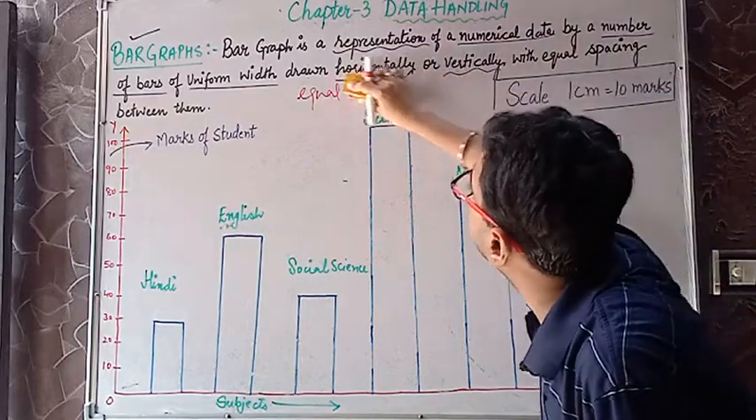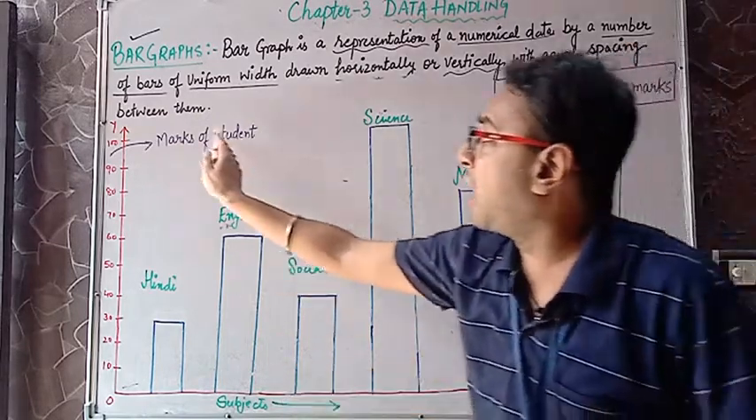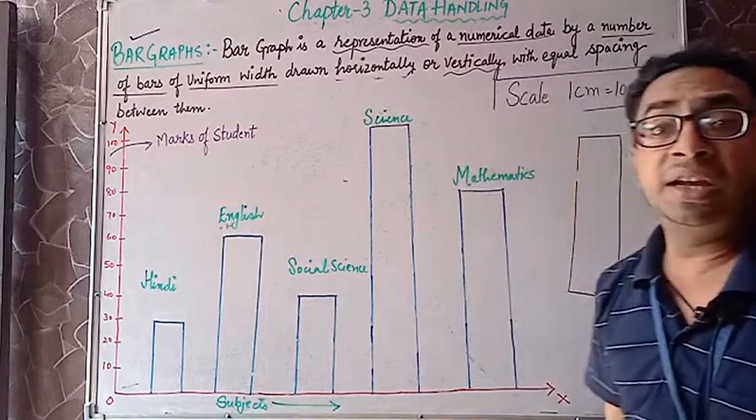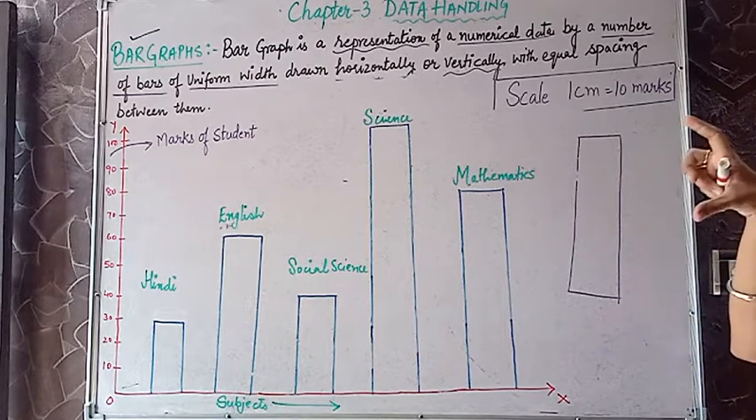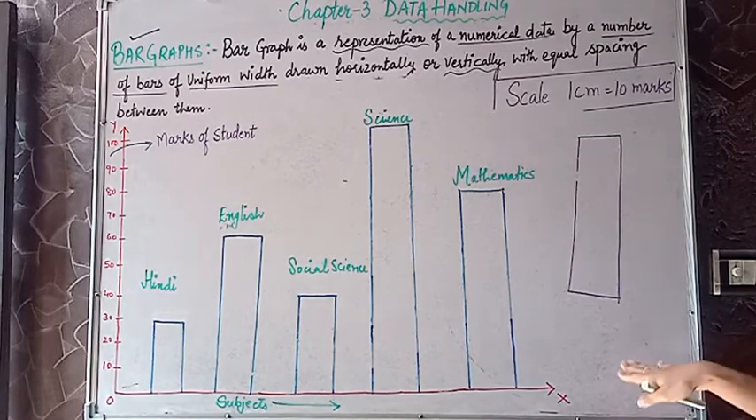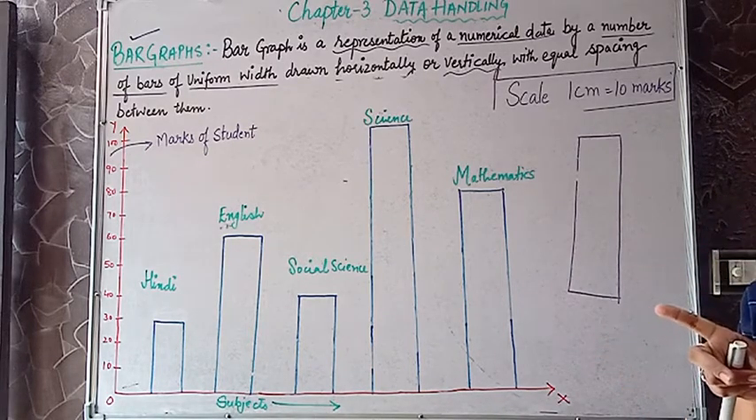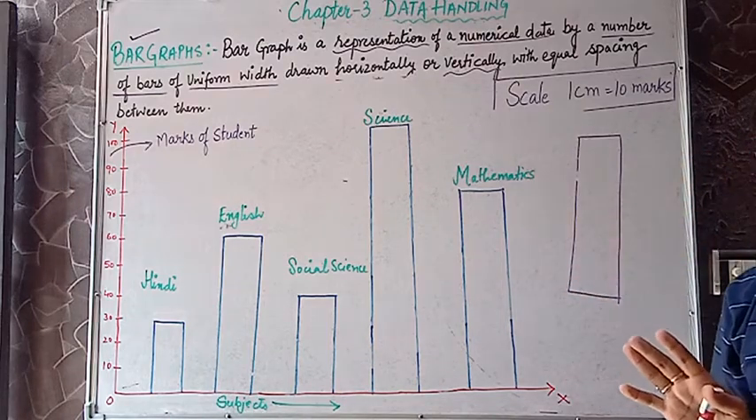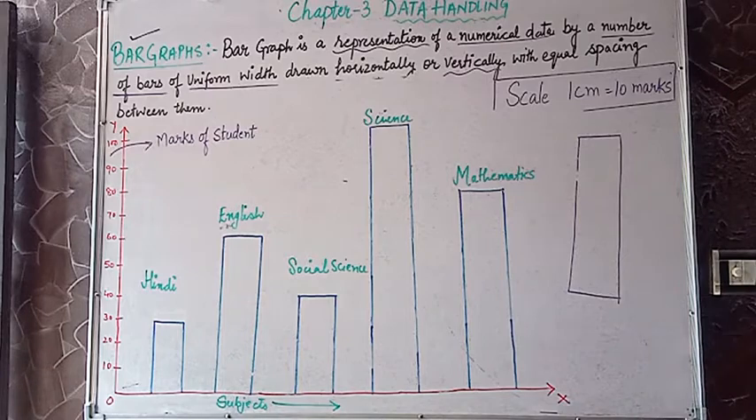Okay, let's see further now. I have taken one example in front of you. This particular bar graph is representing the marks of a student in various subjects. We are representing that numerical data in the form of a bar graph. Let's see how to read it first. We will be drawing bar graphs in tomorrow's videos. Today we'll just learn the basics of bar graphs: how we read, what analysis we can do, and what interpretation we can take out from the given bar graph.